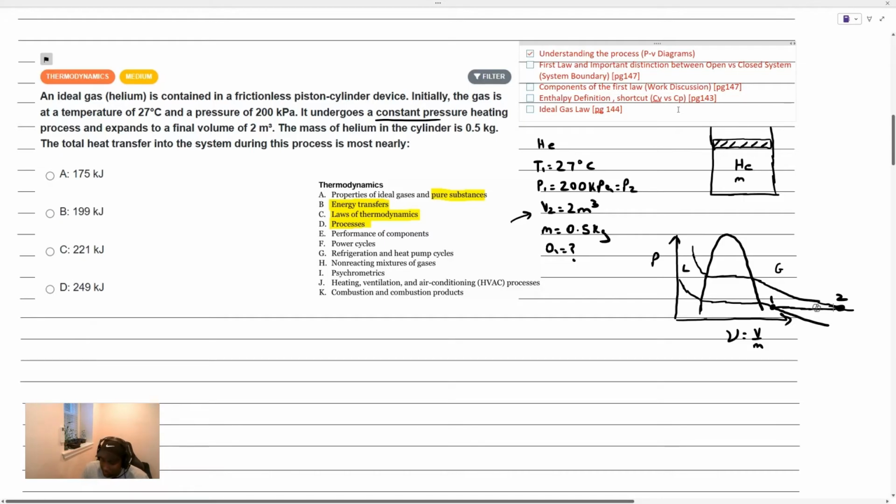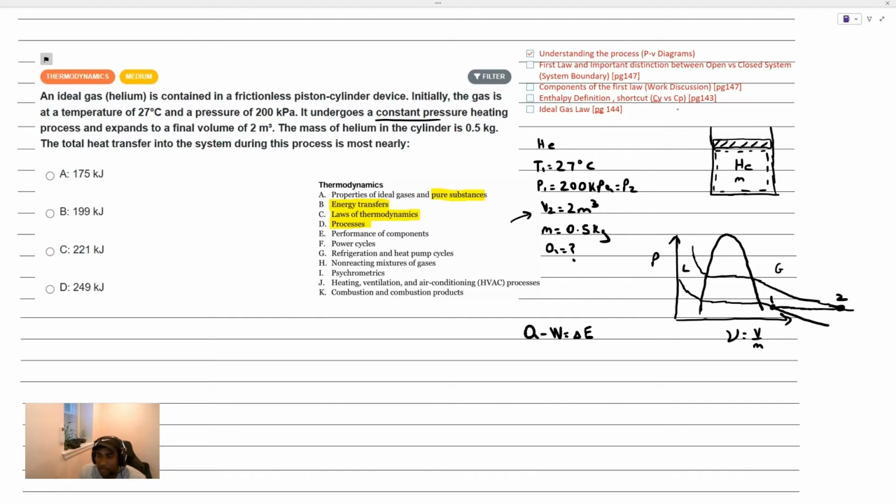When we're talking about heat transfer, the first thing that pops in my mind is the first law of thermodynamics, which says that heat transfer minus work is the change in the energy of the system. There's a different first law depending on if you're looking at a closed system or an open system. The important distinction is, if we draw our system boundary here, this dotted line, the walls of my boundary are the walls of the cylinder and the top side of that piston.